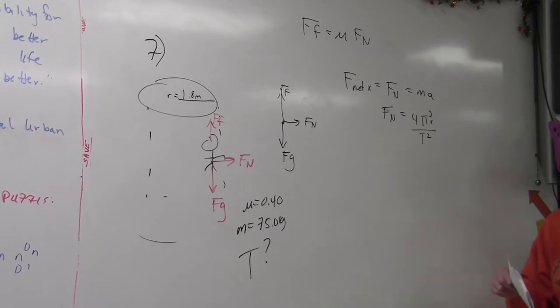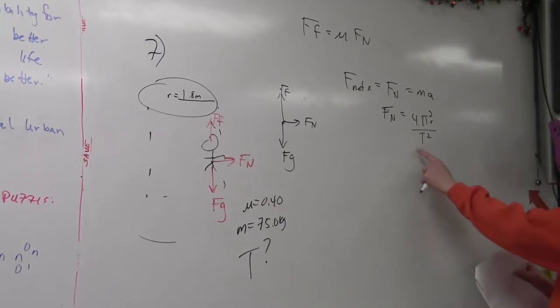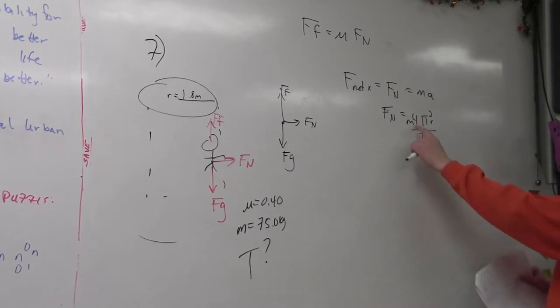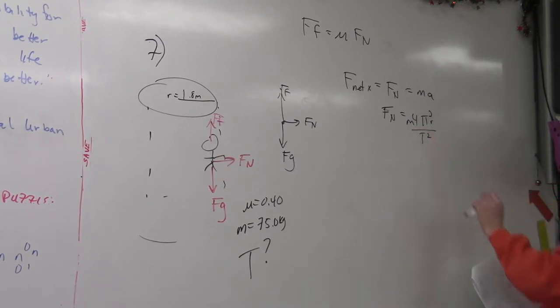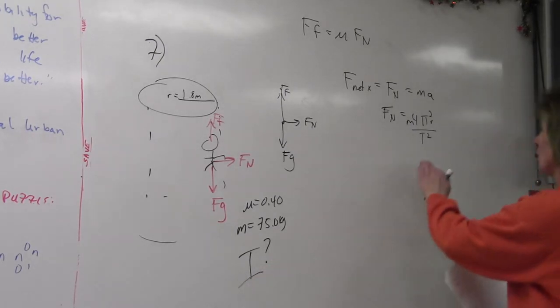Velocity is 2 pi r over something, and I need mass there too, right? Okay, so mass times 4 pi squared r over t squared, because ultimately I want t. So that's why I wanted to jump to that equation.